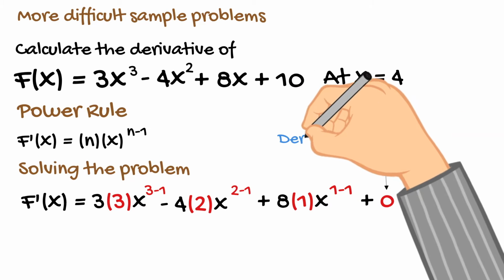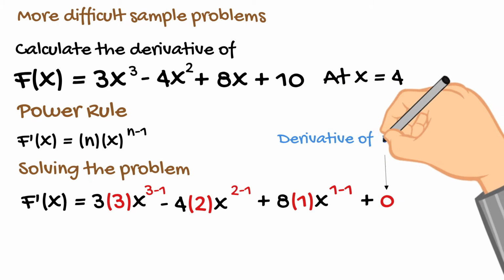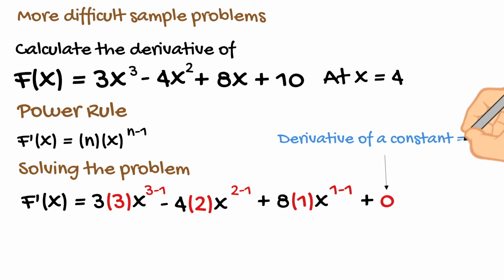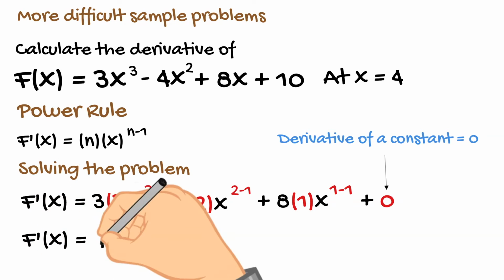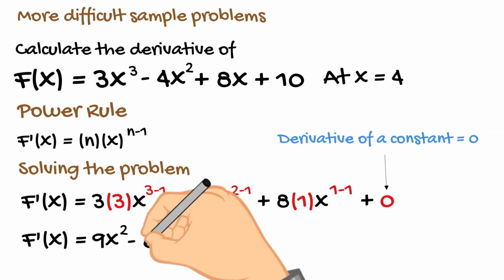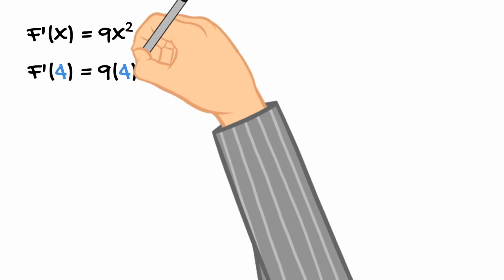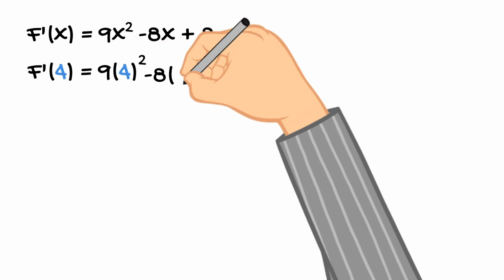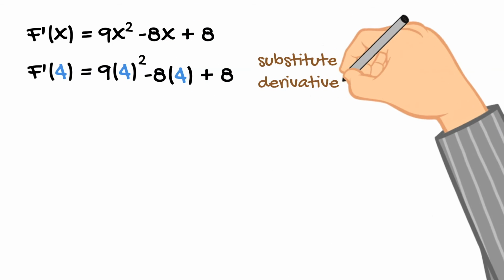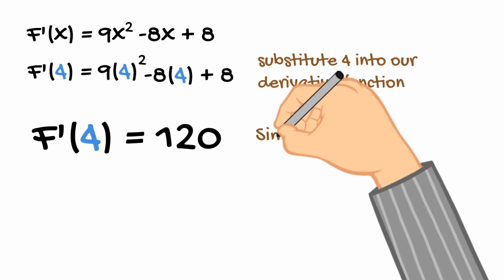And we have 0 at the end of our derivative, as the derivative of a constant is 0, and we'll get into that in our next video. But after simplification, we can determine that the derivative of our function is equal to 9x squared minus 8x plus 8. Now we substitute 4 into our derivative function and determine that the slope of the tangent line at x equals 4 is equal to 120.